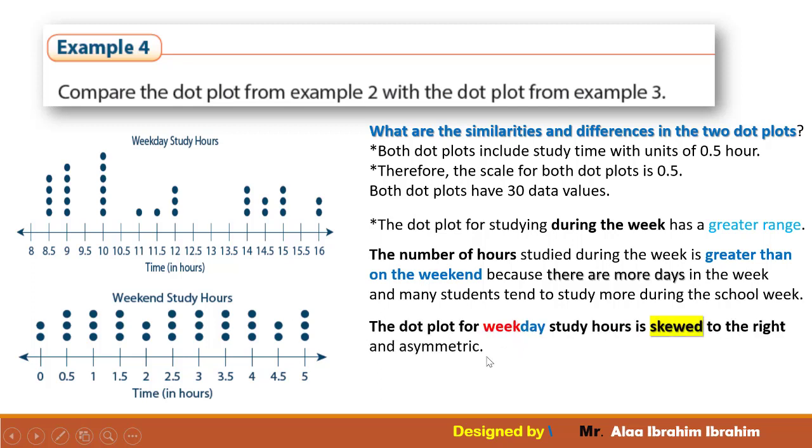The dot plots, this is the difference here. The weekday study hours is skewed to the right. Why? Because I found here spread out, and we have a cluster here. So we have a cluster and we have spread out here. So we found here a tail to the right. So this is skewed to the right.